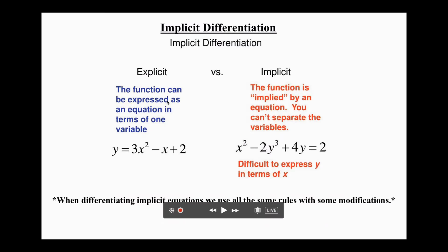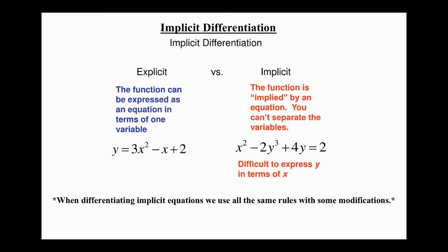All right. Okay, so there are two types of equations. You've probably never heard the words explicit and implicit in terms of these before calculus, but there are. You guys up till now have been working only with explicit equations, right?